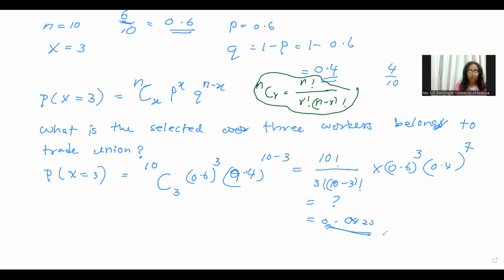0.0425. Of 10 workers in a factory, 6 belong to a trade union. So then you are asked to find what is the probability that if a shift consists of 3 workers, they will all belong to trade union. So that is actually a binomial distribution application. So then you have to find what are the results that can take by following binomial distribution.